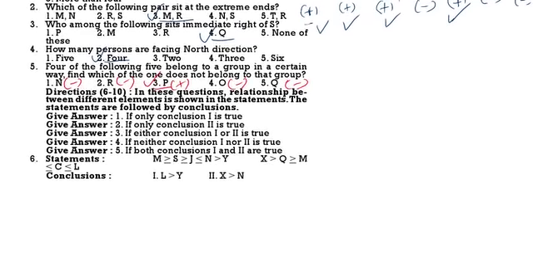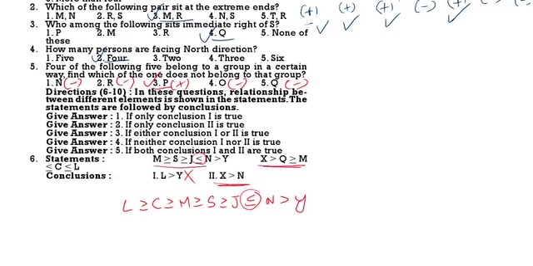Here, we can write L greater than or equal to C, C greater than or equal to M, M greater than or equal to S, S greater than or equal to J, J less than or equal to N, N greater than Y. Since the symbols have been changed, L greater than Y does not follow. And see the next one, X greater than N. So that also you can see, X greater than or equal to M and M less than N. That means the symbols have been changed. Here it is greater than, here it has come less than. So this also does not follow. So neither 1 nor 2. Option 4 is the correct answer.